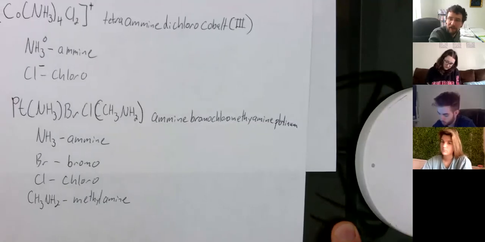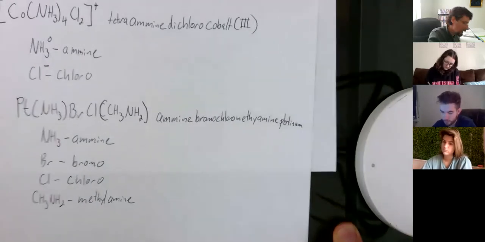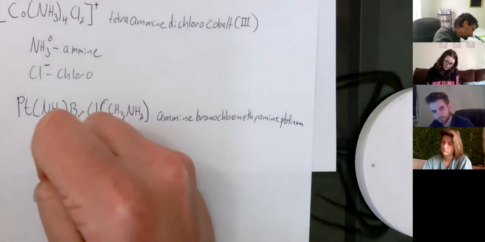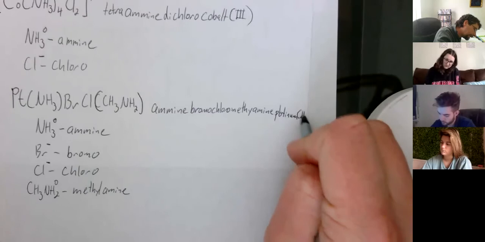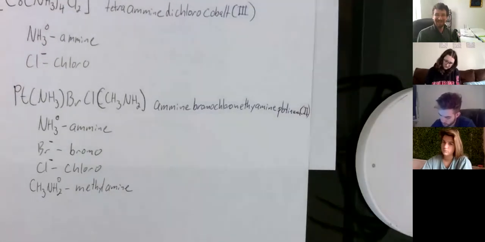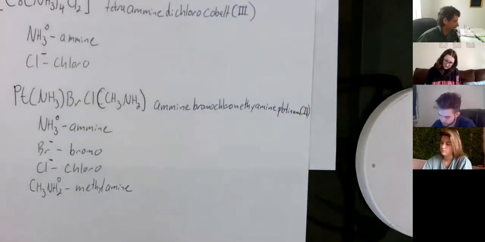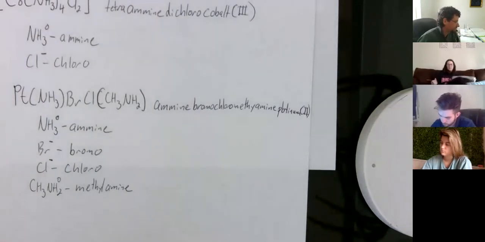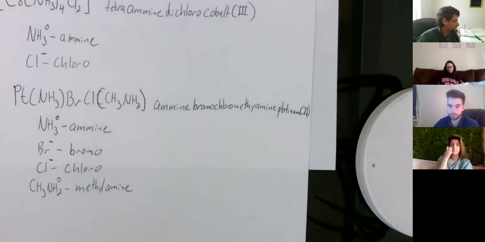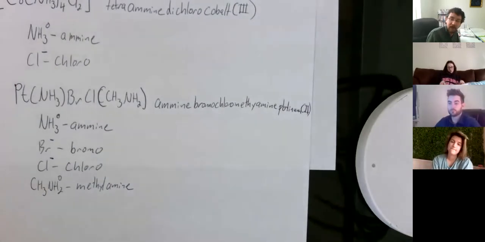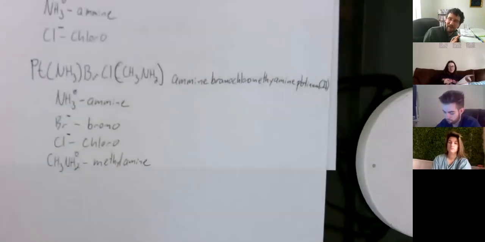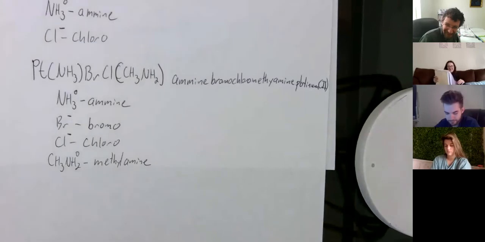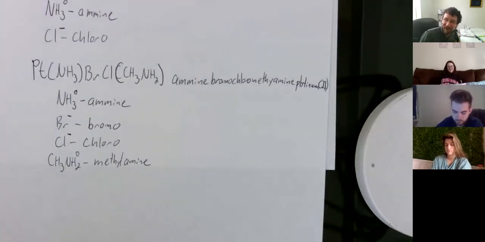How'd you get 2? The bromo and chloro are the only things that would carry a charge, and these guys each have 0. Fun name. Okay. Can I keep moving along? 5 more to go. Any questions so far?